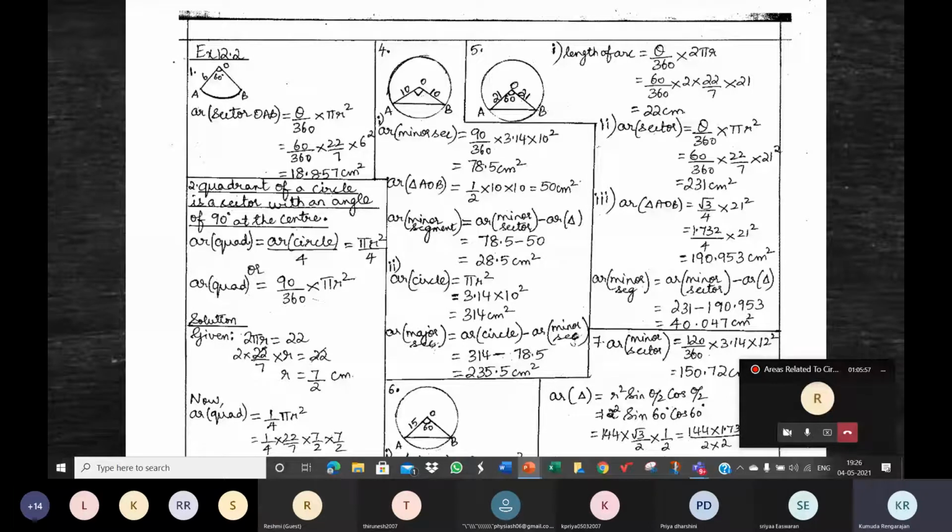So this is the minor segment. This full thing is the minor sector. This one is the minor segment. We need to find the area of the minor segment, this piece alone.